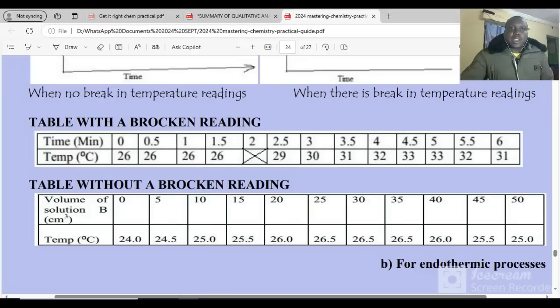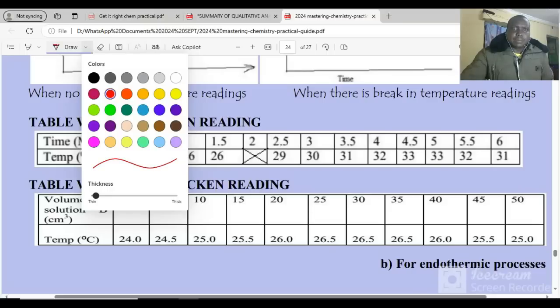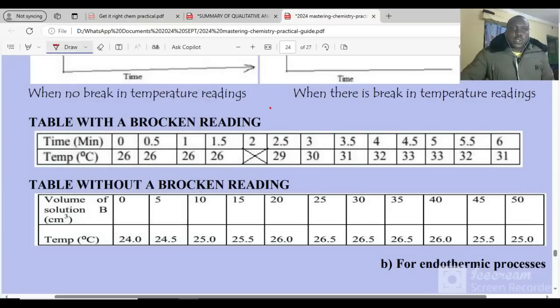Now here we have a table with broken reading. By broken reading we mean the table will contain time in minutes. 0.5 is a half, 1.5 minutes, 2 minutes, and then at some point in temperature, it will have an X. That one is a broken reading. It is called a broken reading.